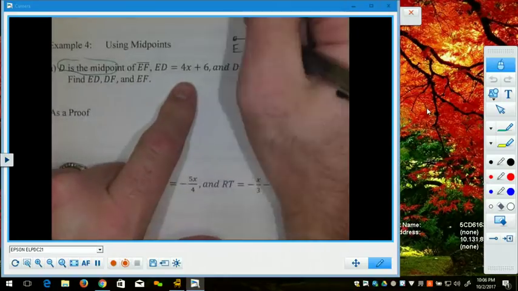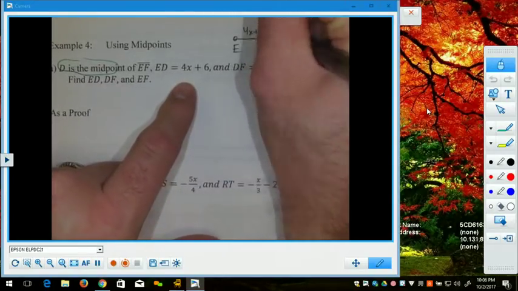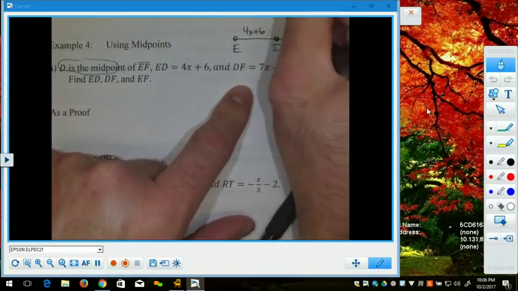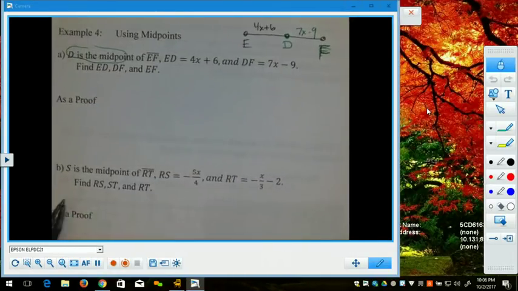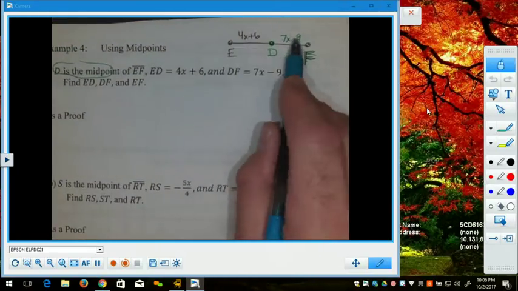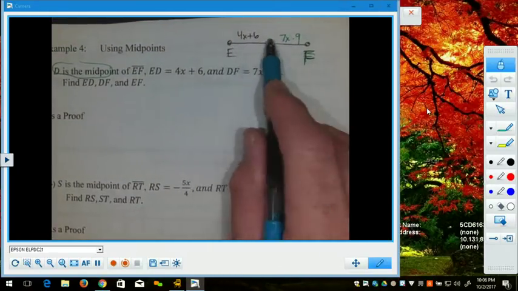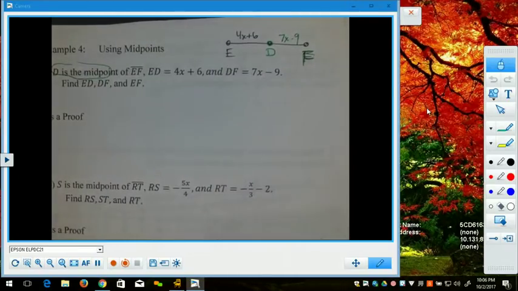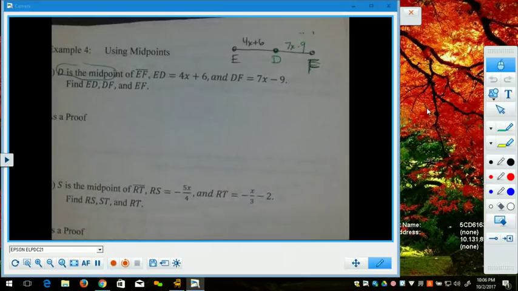So ED is the expression 4x plus 6. DF is the expression 7x minus 9. And they didn't give us a whole expression, so I can't say this plus this adds up. It does. This plus this will add up to EF, but I can't say that right now because I don't have an expression for it.